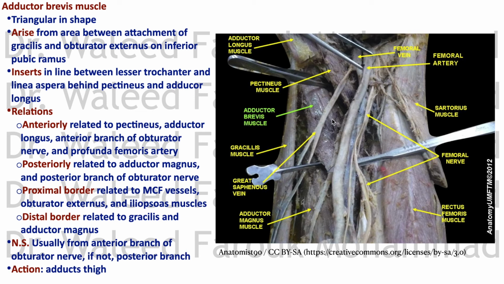The proximal border is related to the medial circumflex femoral vessels, obturator externus and iliopsoas muscles. The distal border is related to the gracilis and adductor magnus muscles. Usually it takes its supply from the anterior branch of the obturator nerve, and if not, from the posterior branch. Action: it adducts the thigh. This is the adductor brevis muscle.